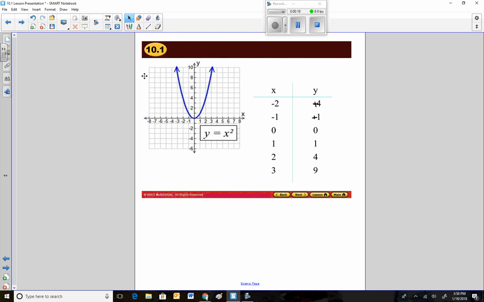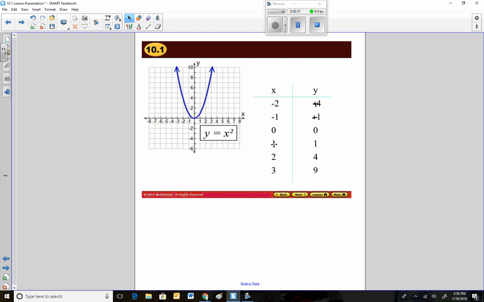So let's take a look. Here is an example of what's called the parent graph. The original equation is y equals x squared. This is the graph for that. Notice that if we plug in a 0, 0 squared is 0, so 0, 0 are the coordinates for this point right here. That's called the vertex.